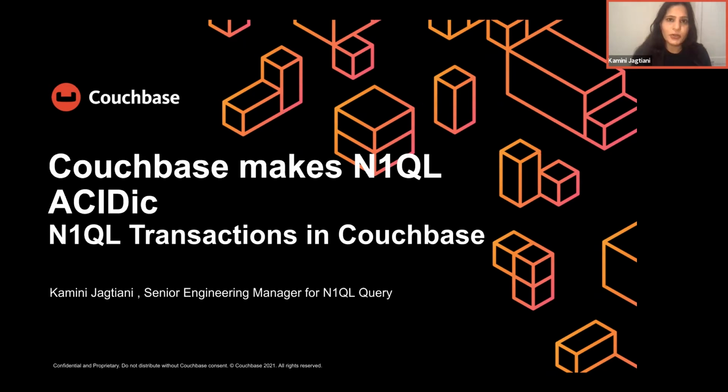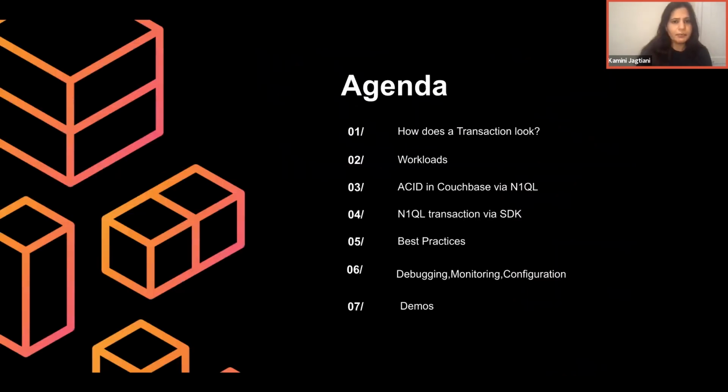So Couchbase, as you know, is a NoSQL database with an exceptional query language called Nickel. All these years, when you use Nickel to either insert, update, delete, or select documents from the database, you got Atomicity, but it was at the document level. Now with Cheshire Cat or 7.0, which just got released, we've introduced ACID transactions into Nickel, and that's what this presentation is all about.